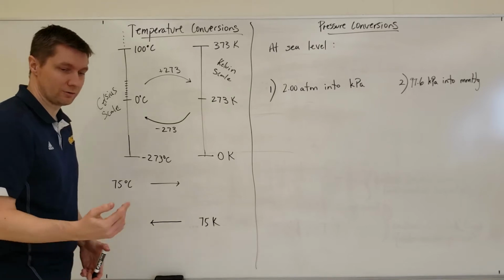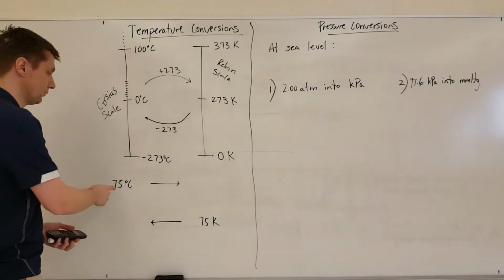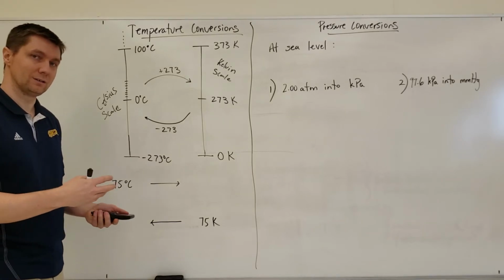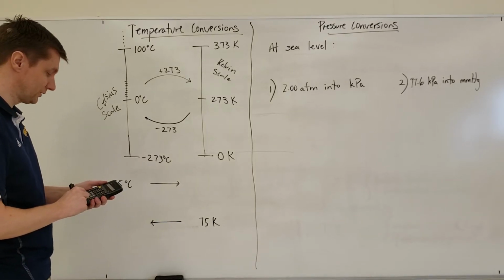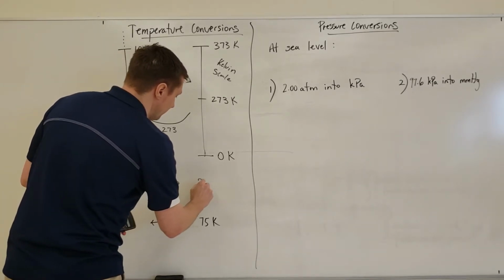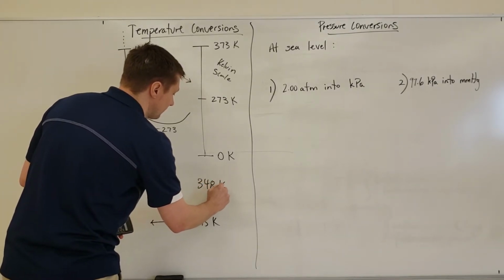So if you take your calculator here for a second and you go 75 degrees Celsius, what is that temperature in Kelvin? So you just go 75 plus 273, and that gives you your number of 348 Kelvin.